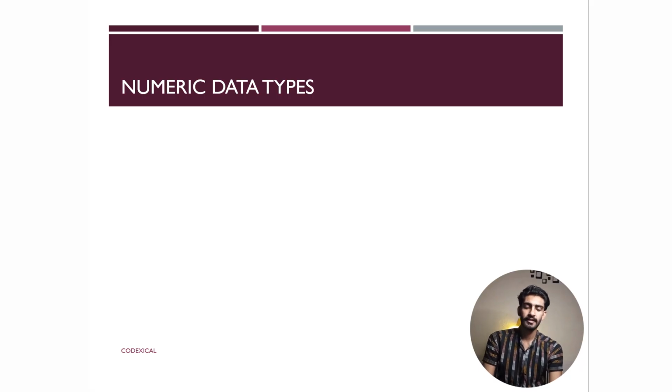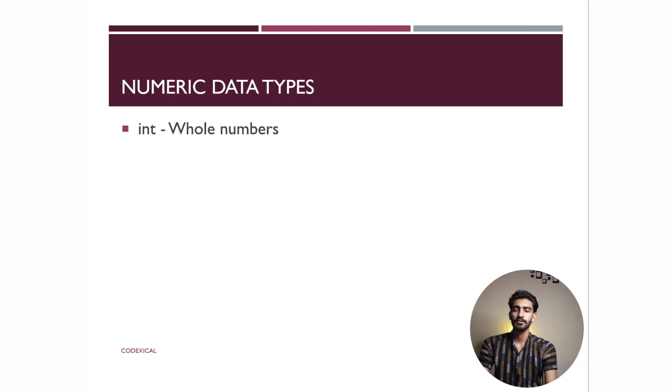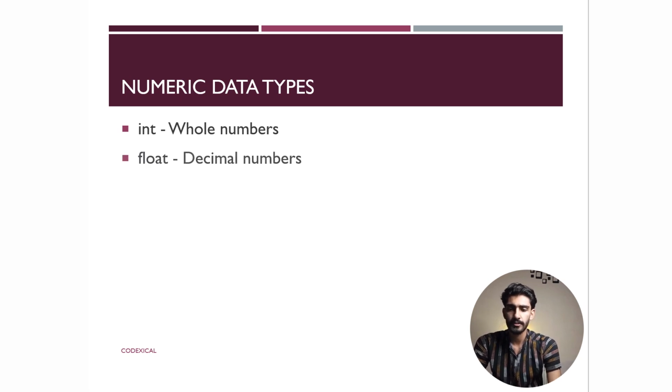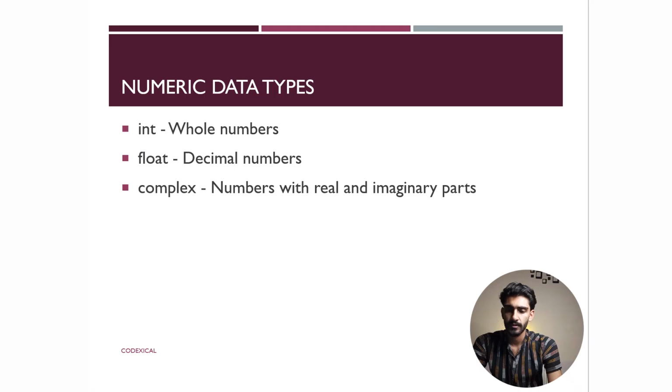We have numeric data types. Numeric data types include integers. Integers are used to store whole numbers, and floating values. The float data type can be used to store decimal numbers, such as a person's height. Integer can be an example of human age, and complex numbers have real and imaginary parts.